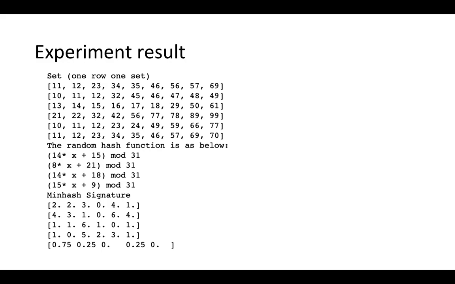We implemented this min-hash algorithm and got the experiment result. There are 6 sets and we randomly choose 4 hash functions and get the min-hash signature. The score is the similarity between the first set and the last set. The result also makes sense.